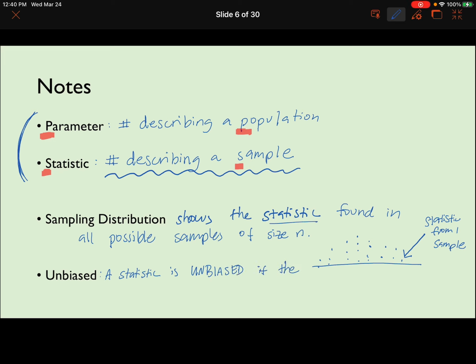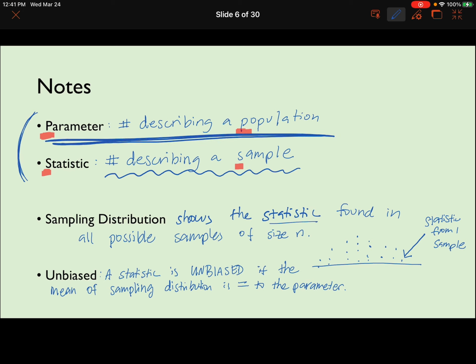A statistic is unbiased if the mean of the sampling distribution is equal to the parameter. We'll get into this a lot more. So basically, trying to put this in less mathy words, if what you're getting from your sampling distribution is equal to the true parameter, the true number describing a population, we say it's unbiased.